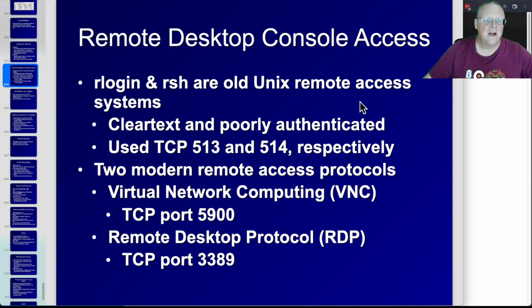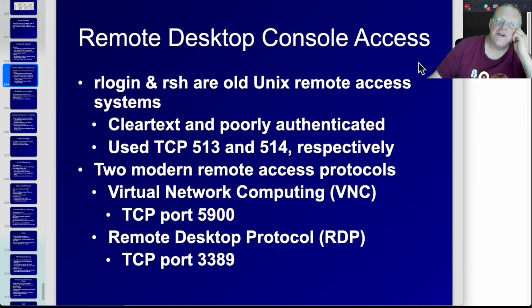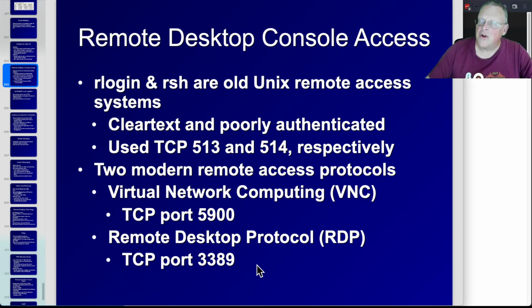Remote desktop and console access. There used to be some protocols, rlogin and RSH, which would let you go from one Unix system to another, but they sent passwords unencrypted over the internet, so they're no longer recommended. Modern remote access protocols that give you graphics are VNC and RDP. VNC is commonly used for Linux desktops and sometimes for Windows desktops, but they mostly use Microsoft's Remote Desktop Protocol, which is a licensed version of Citrix, and that gives you a graphic image of the desktop on a remote server so you can control it with your mouse.